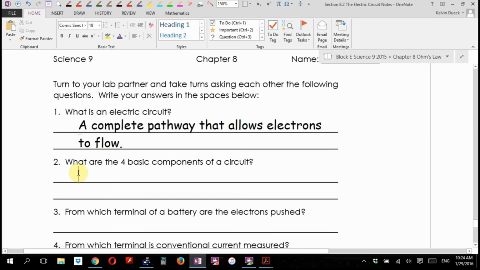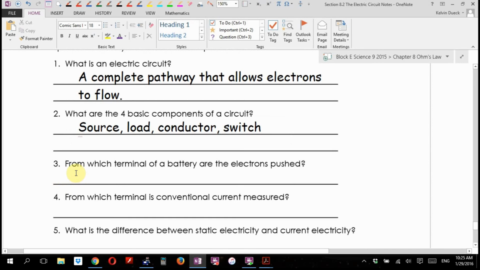Had you won a Timbit already or not? Okay, I owe you one, but now you're done. Give you your Timbit now. Okay, what do you got, Evan? Four basic components of a circuit. Okay, oh, you can do it. I'll get you one in a second.